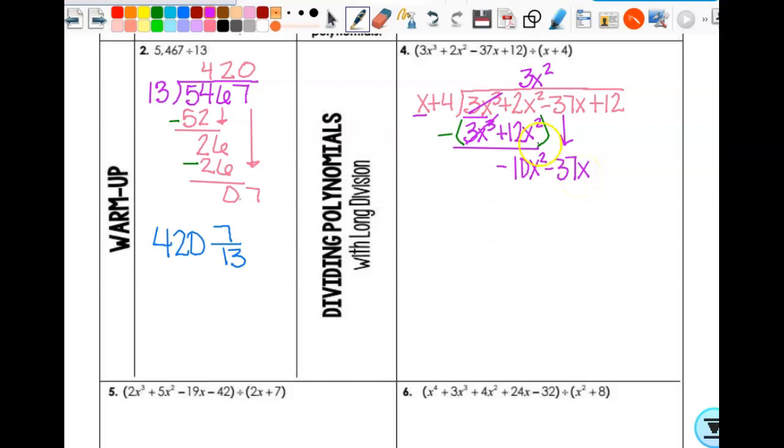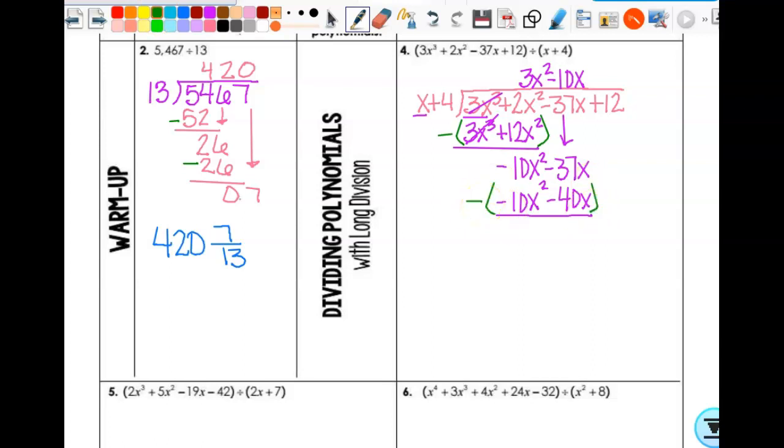Then I keep going. Now I take this negative 10x squared and divide it by x. That leaves me with negative 10x. Multiply that back, and I get negative 10x squared minus 40x. And then I'm subtracting the entire thing.